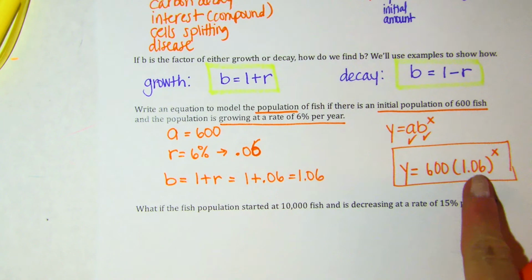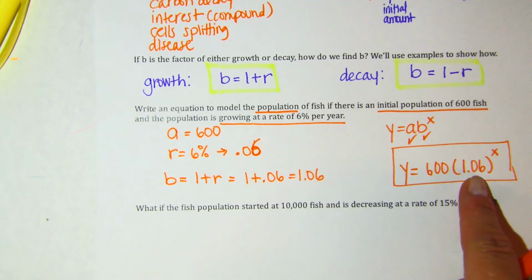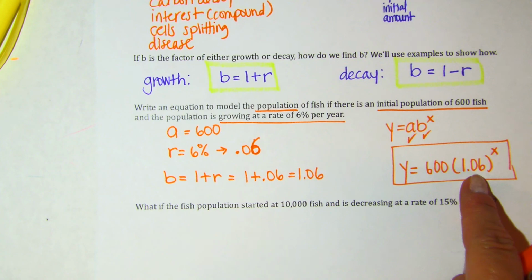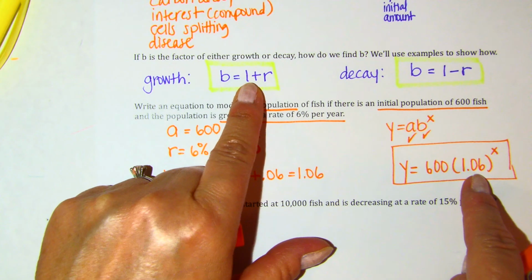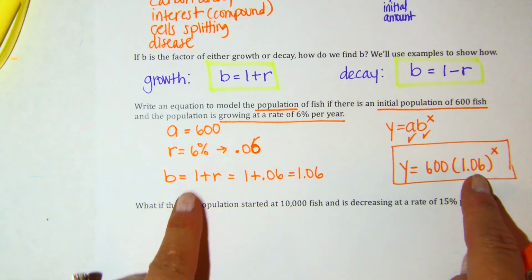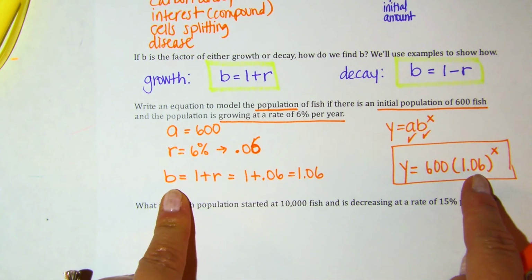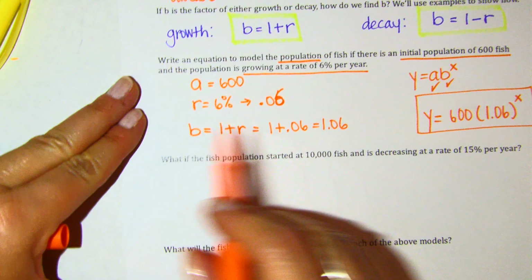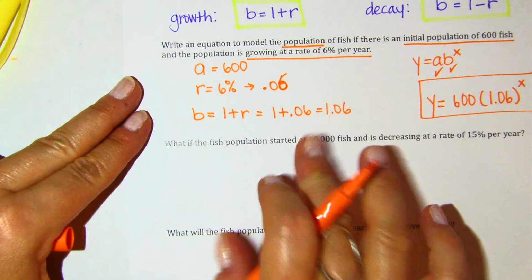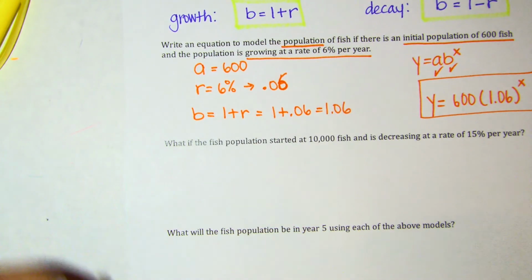A common mistake people make is they just put 6 here, thinking it's 6% or 0.06. But you can't just put the rate. You have to either add it to 1 or subtract it from 1, depending on if it's growth or decay, to find your actual growth rate, the B. Why don't you guys try this next one? Pause the video and then come back and join me and let's see if you did it right.